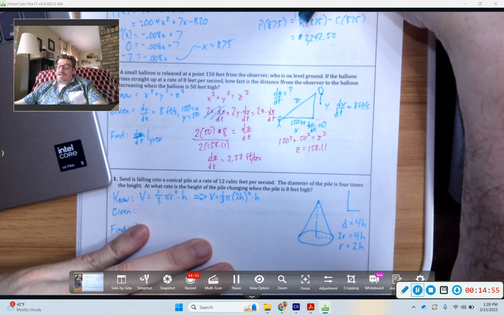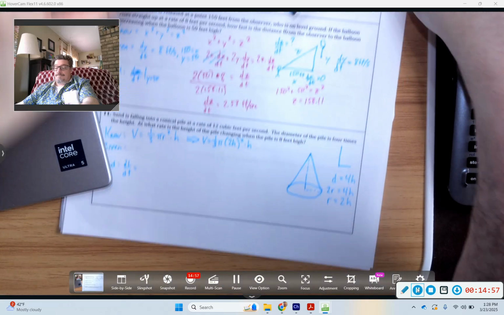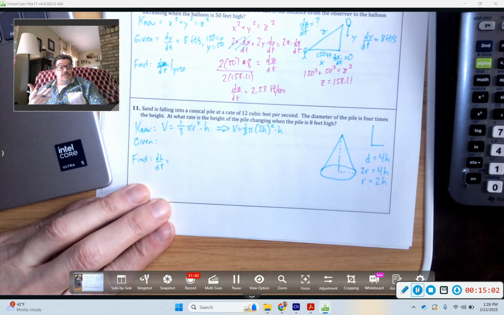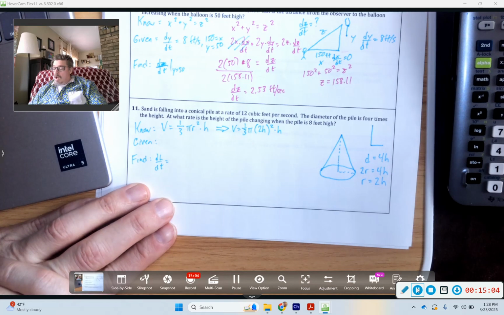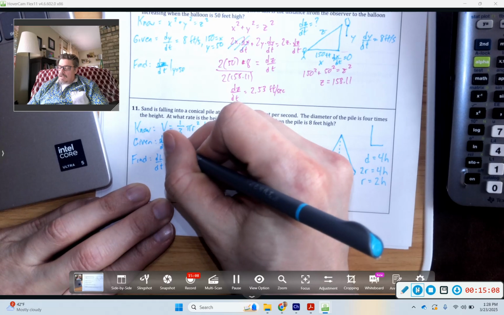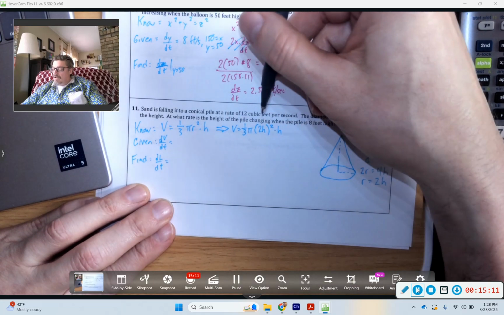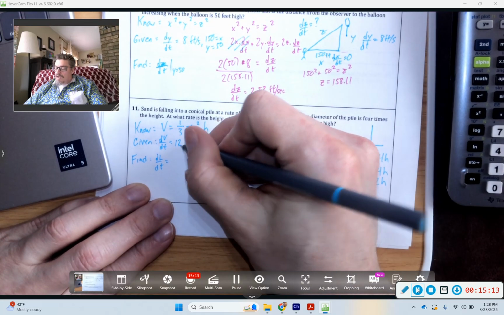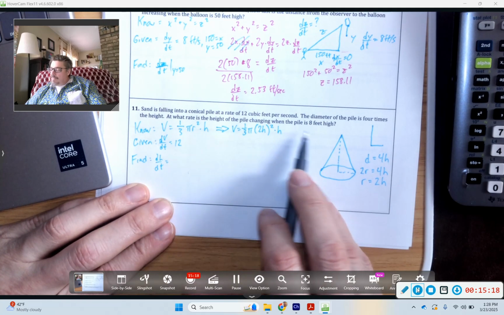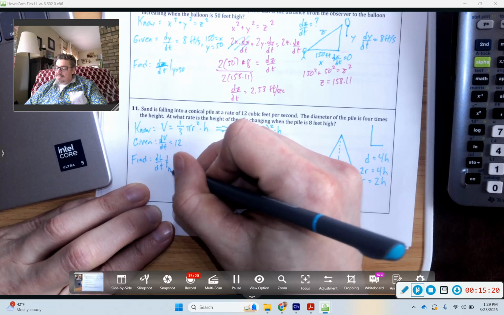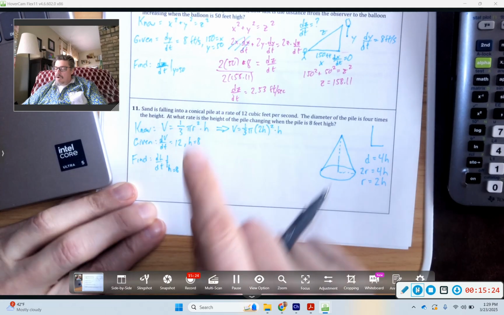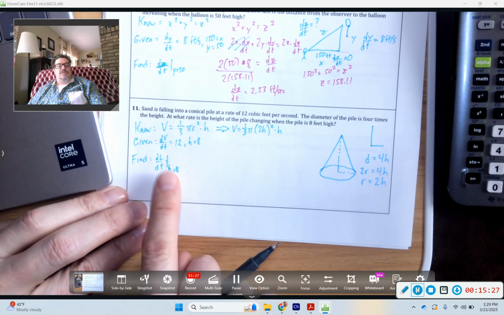Otherwise, we'd have to know how the radius is changing. Okay, somebody had to have figured that out. And you can figure that out if you have the right tools on site. So what are we given? We're given that dV/dt, the rate at which this pile is growing, is 12. We also know that the height has to be exactly 8. So we could put height equals 8.